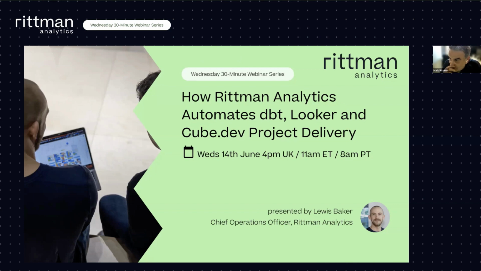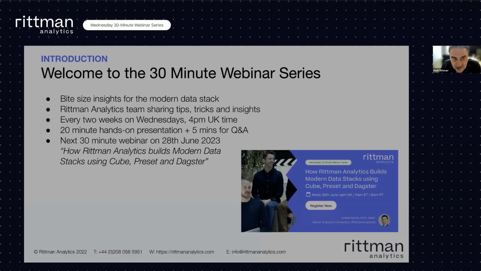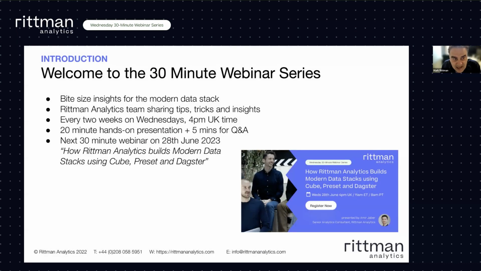And the first one will actually be Lewis talking about our secret sauce, really: how we automate a lot of the development work that we do in DBT and Cube and Looker, using some tooling that Lewis has developed and the team have been working on as well. This is meant to be 30-minute bite-sized tips and tricks about the modern data stack, really sharing some of the techniques and things that we use on client projects with the wider world.